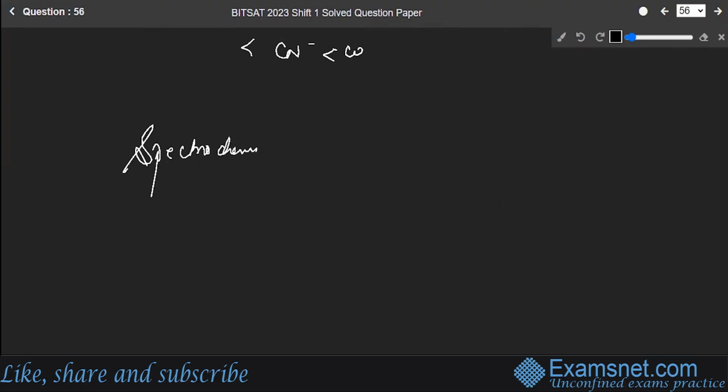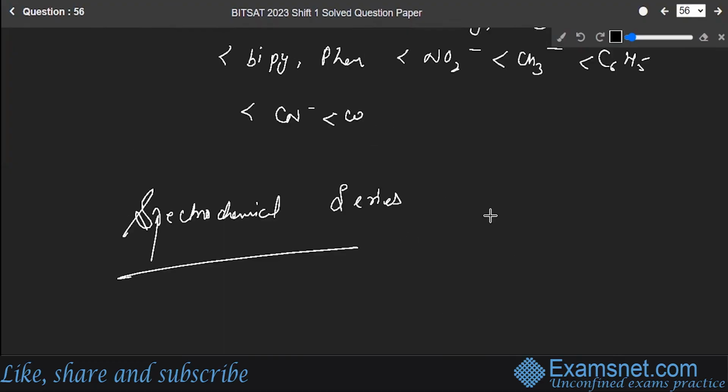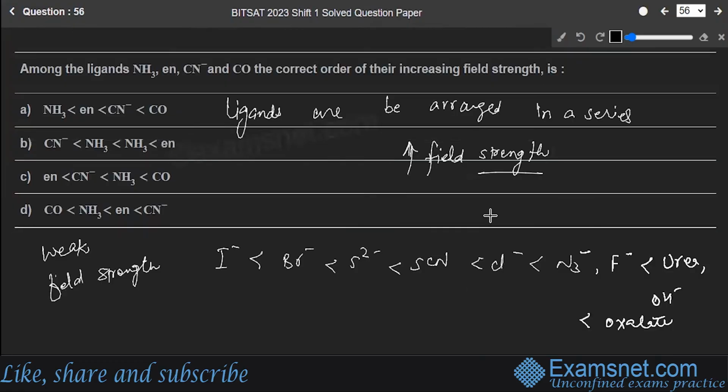Spectrochemical series. It's an experimentally determined series based on the absorption of light by complexes with different ligands. So you have this as the right answer, option A. Hope you understood that. Let's move to the next question then.